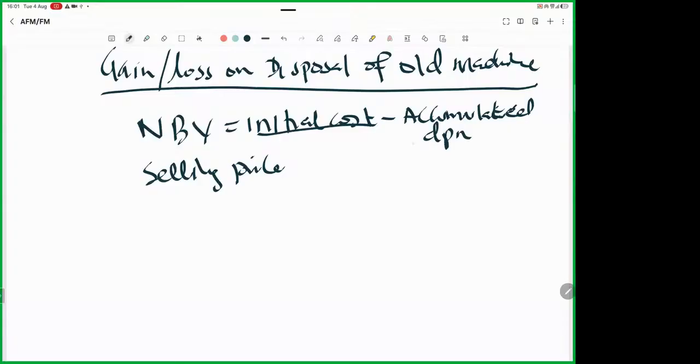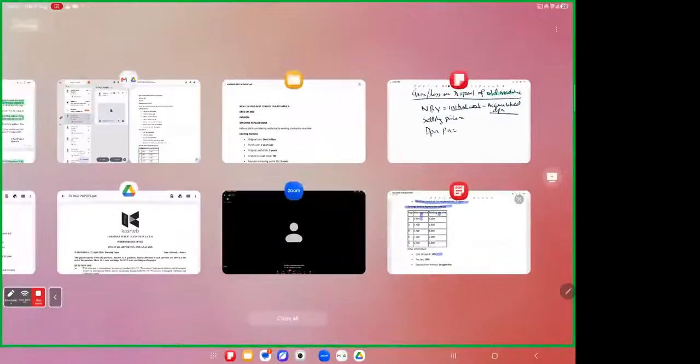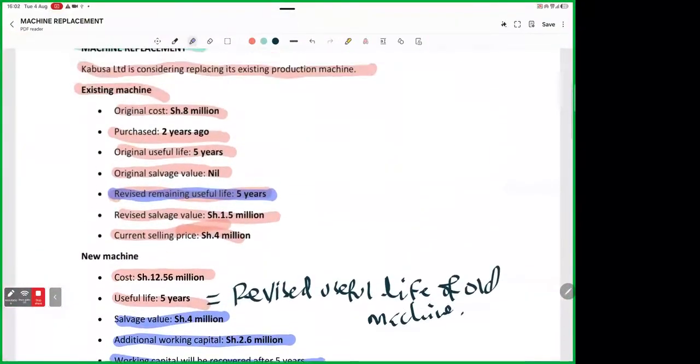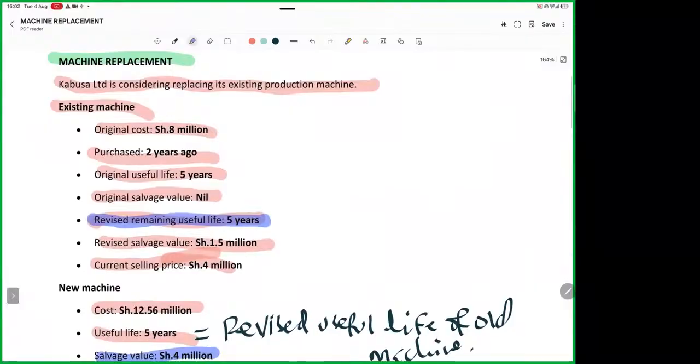So I have to get accumulated depreciation, but first, I will get depreciation per annum. Remember, we are talking about the old machine. So this old machine, ladies and gentlemen, are you able to see the old machine? The very original cost that is supposed to depreciate here is 8 million. We purchased it 2 years ago. And the original useful life was 5 years. Original salvage value is nil.